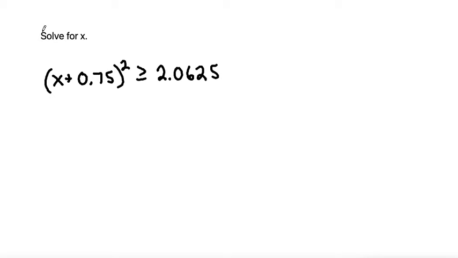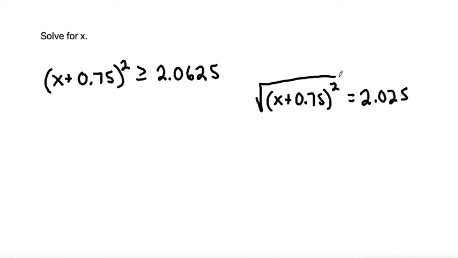So this problem says to solve for x, and we have an x that's inside a square root with an inequality that's equal to a number. So let's say, for example, that this problem was not an inequality, but that it's an equality at first. So let's think about it if it were x plus 0.75 squared is equal to 2.0625. The first step we could do is we could square both sides to get rid of the square.